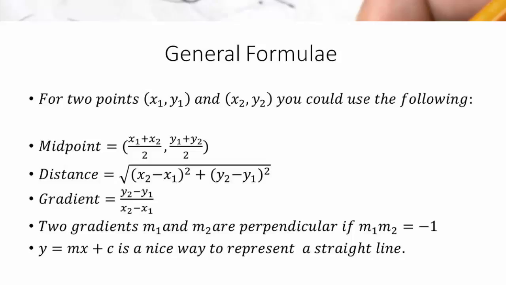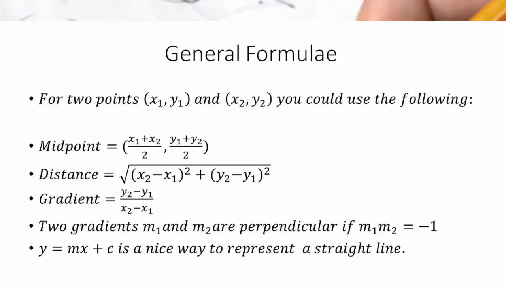Well, let's make sure then we just do y2 minus y1, that's the change in y, divided by x2 minus x1, that's the change in x. Next we have the formula for two gradients being perpendicular. That's simply m1 times m2 is minus 1. And the last one I want to remind you of course, is y equals mx plus c.